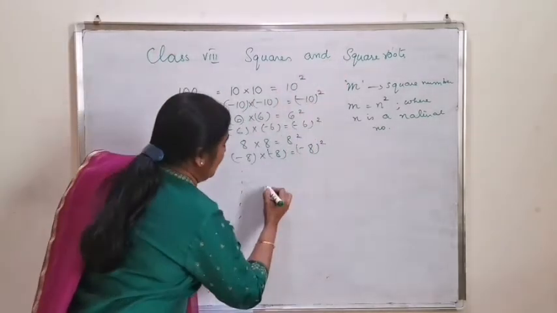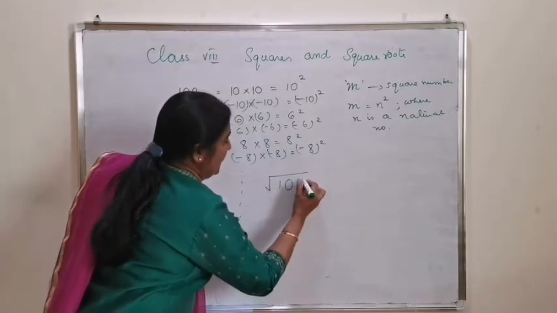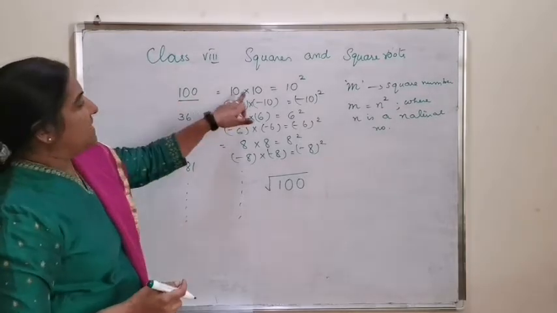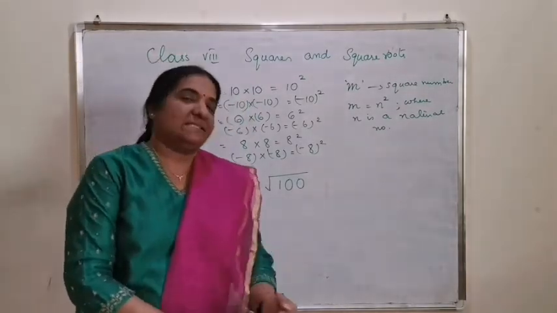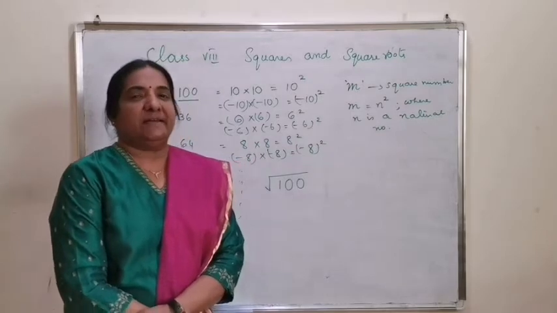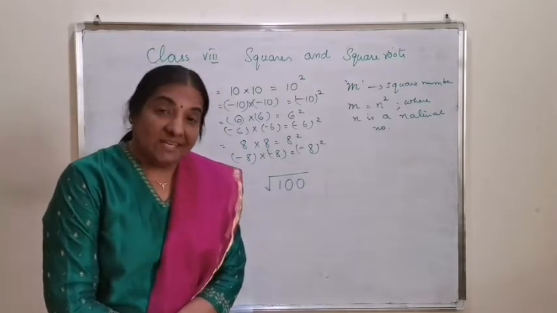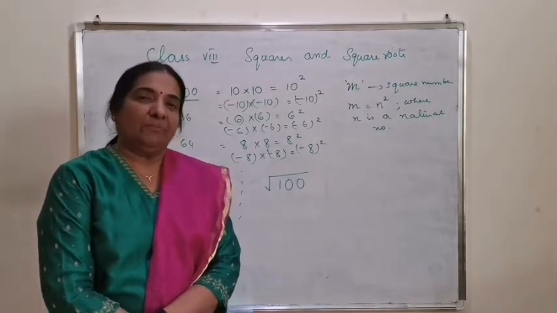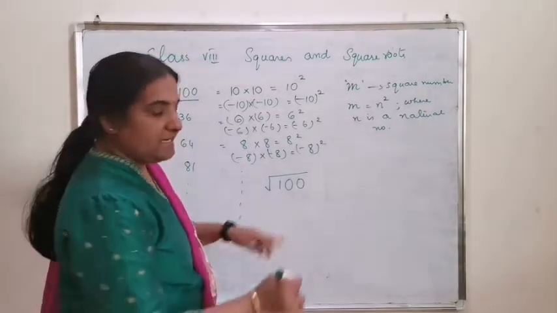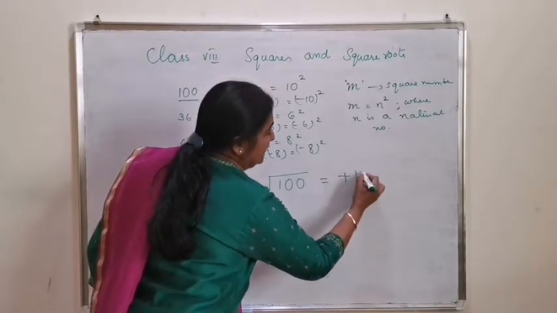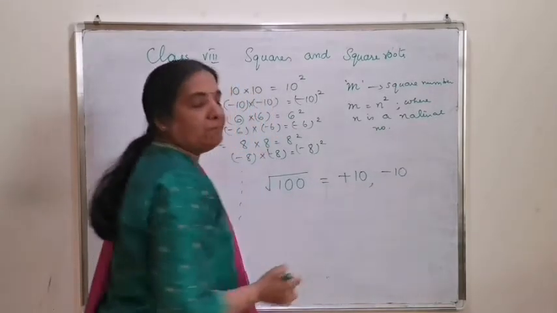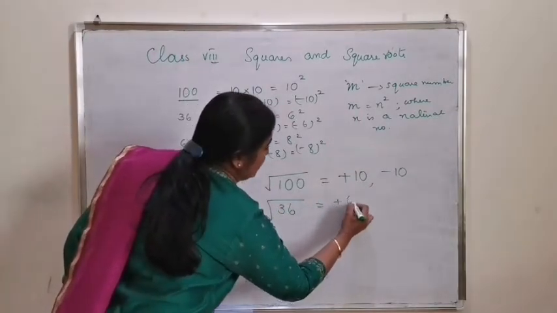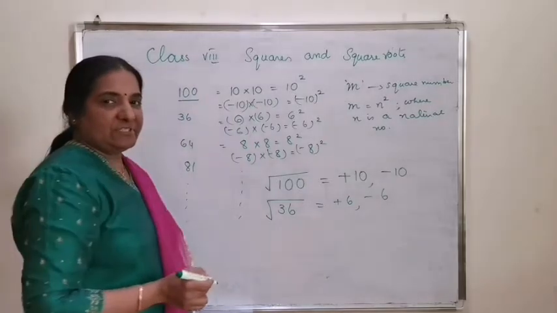Thus, the square root of 100 means: which natural number multiplied by itself gives you 100 as the square, or which integer multiplied by itself gives you 100 as a square number. That is, the square root of 100 can be either plus 10 or minus 10. The square root of 36 is either positive 6 or negative 6.